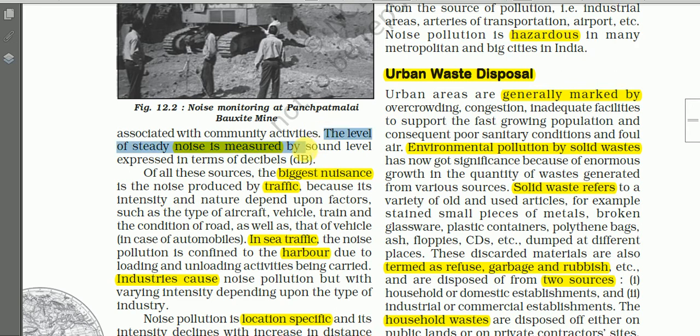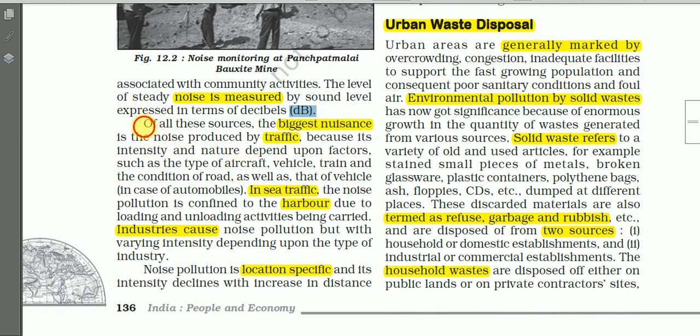And the level of steady noise is measured by sound level expressed in terms of decibels. Sometimes it is also asked in exam. The level of noise is measured by sound level expressed in terms of decibel, that is dB. Objective type questions are asked. Actually, human beings can bear up to 40 decibel, 40 dB. Beyond this, noise pollution occurs.